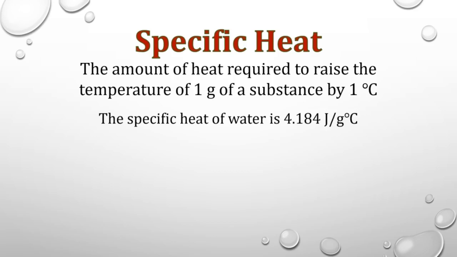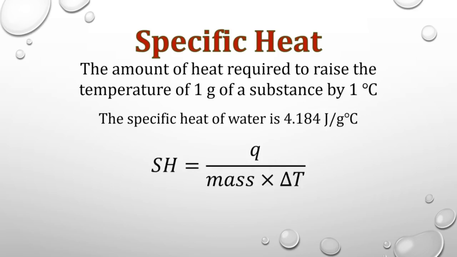Now let's translate the definition of specific heat into an equation. This is what that equation will look like. The definition said that the specific heat is equal to the amount of heat energy, Q, which is measured in joules. The equation also mentions the amount of substance, its mass, which is measured in grams. Finally, it measures a rise or change in temperature, which is what the Greek letter delta means, which is measured in degrees C.